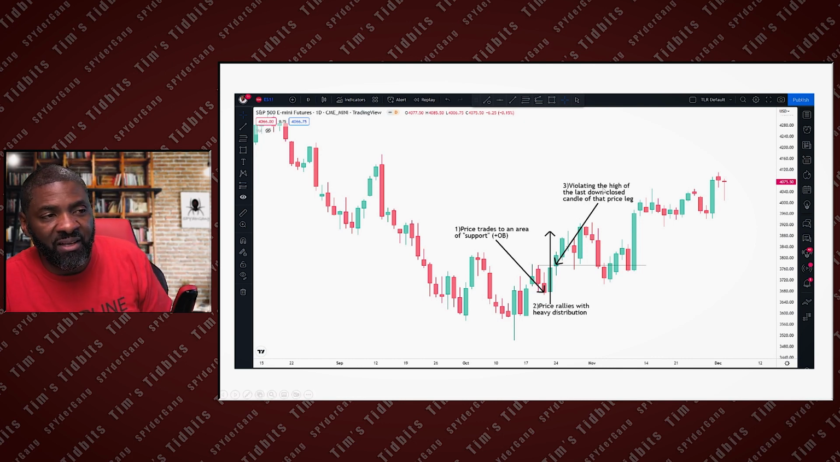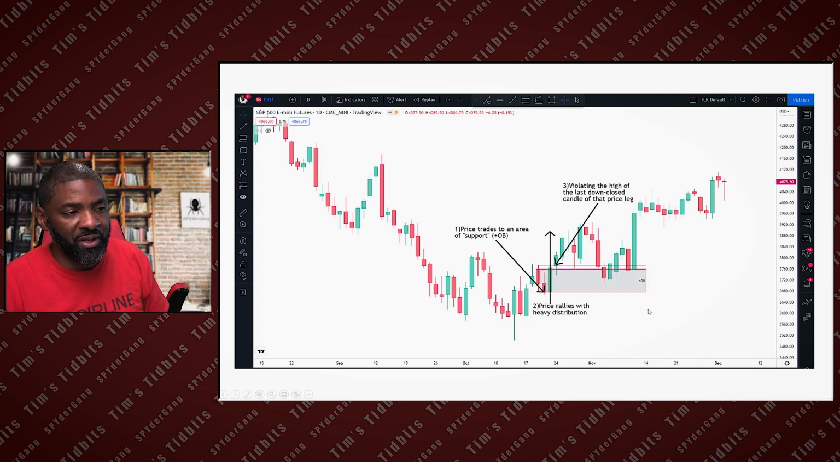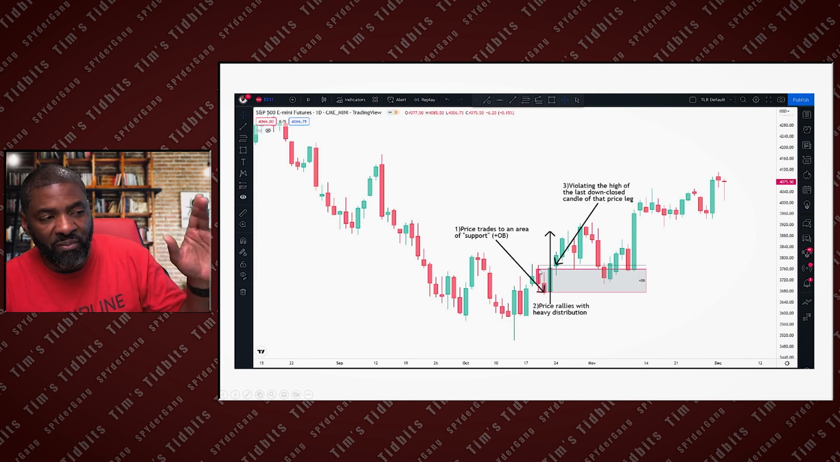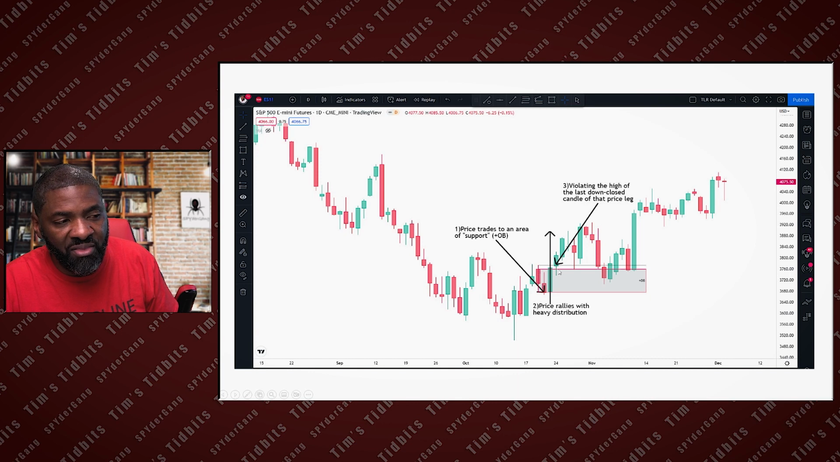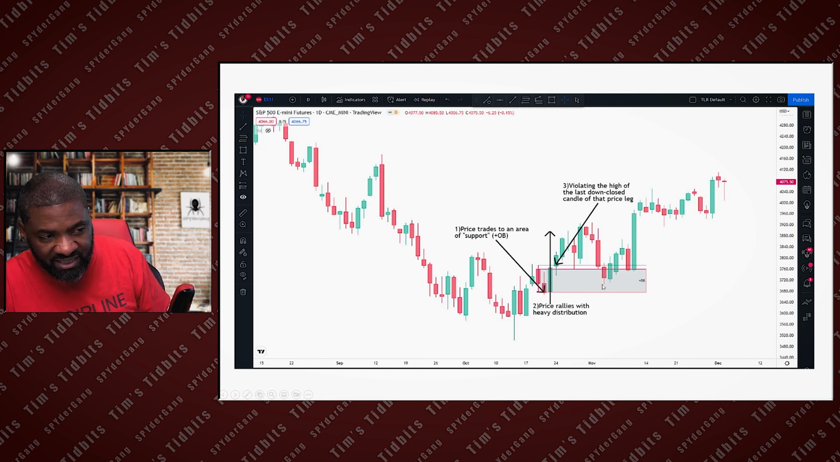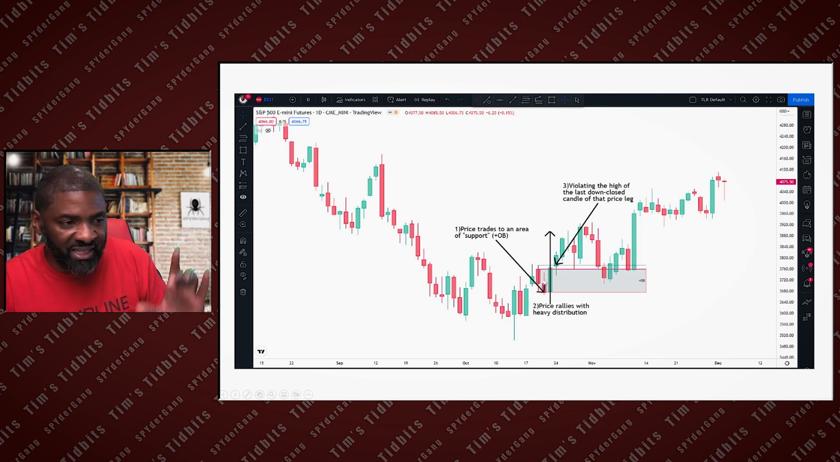And like I said, violating the high of the last down close candle of the price leg that creates the order block. Right. And let's put the order block on the screen. There you go. Going from the highest body to the lowest body on the consecutive candles. That's your order block once the high is violated and you see price eventually trades back down into the order block. In this case, it did get back down all the way to the lowest candle, but you still have to take into account the bodies of the consecutive candles.